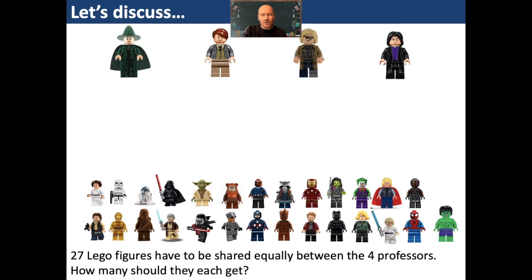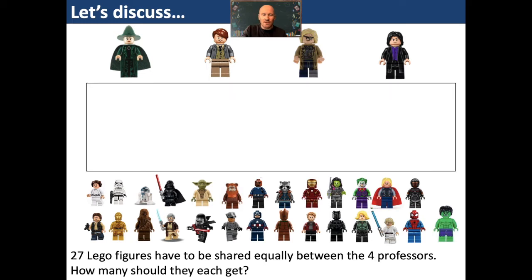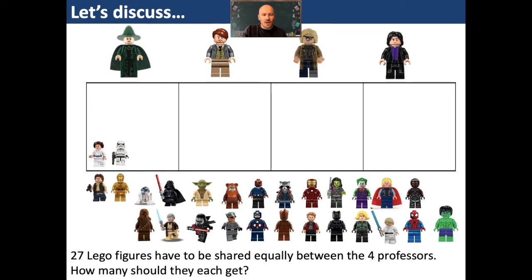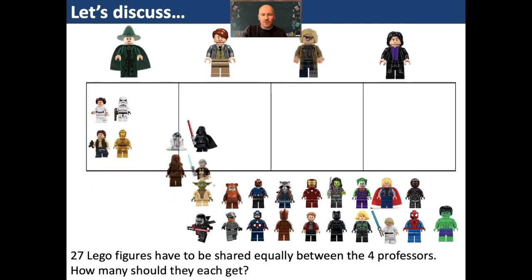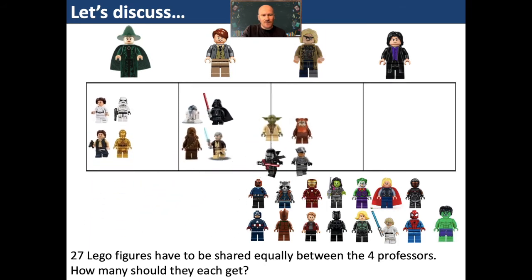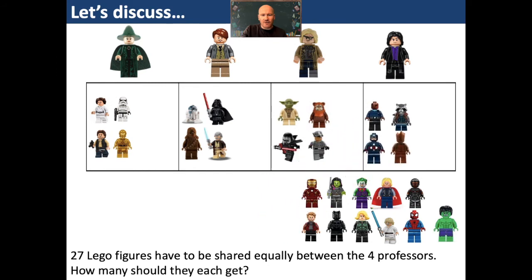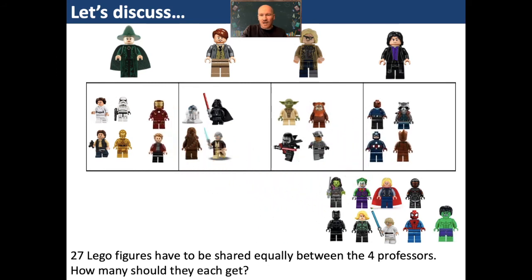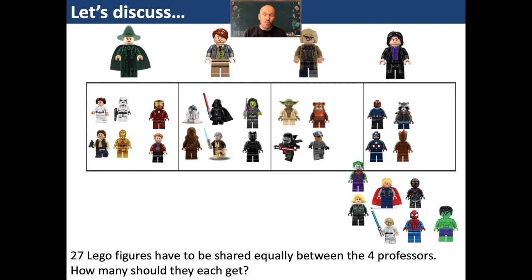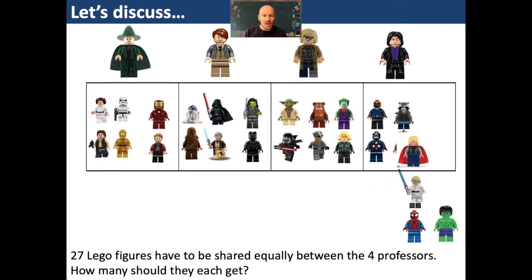Let's begin by drawing the bar to represent the whole amount. We've got the 4 professors, so let's split that bar into 4 parts. And once again, let's start sharing out. I can put 4 into each of those, like we did the first time. And then I can give them a further 2. Just like we had with the chocolate bars, we're left with 3 Lego characters.